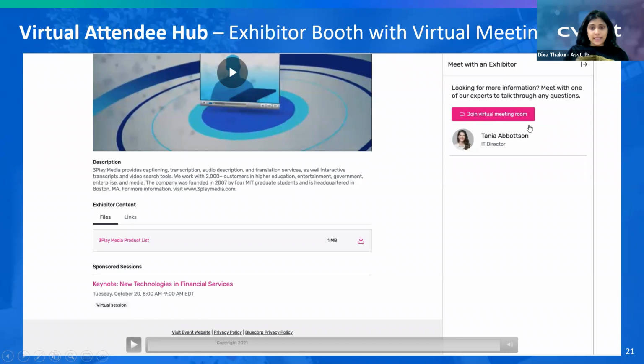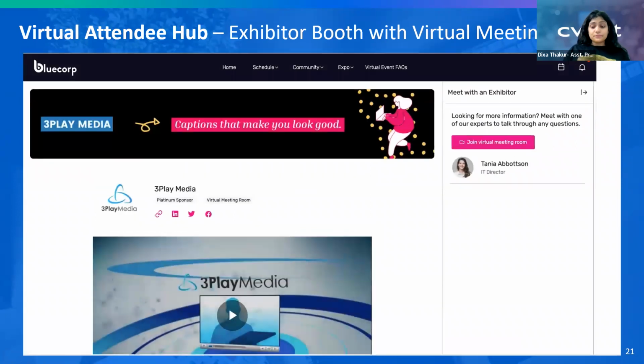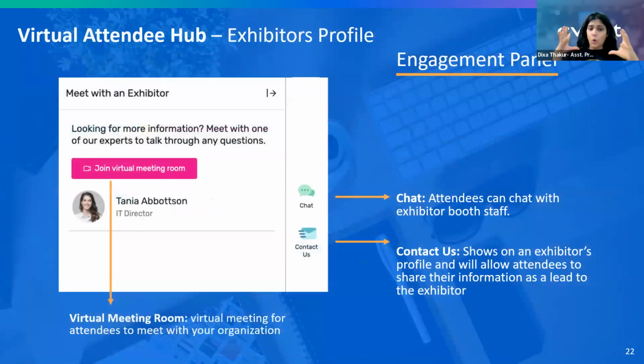Your attendees, when they log into the attendee hub, see this pink pill here. You do not see it. They see this join virtual meeting room pill here. When they click on this pill or this icon, as soon as they do that, they are able to engage. A Zoom meeting opens up for them and they can engage with your organization.